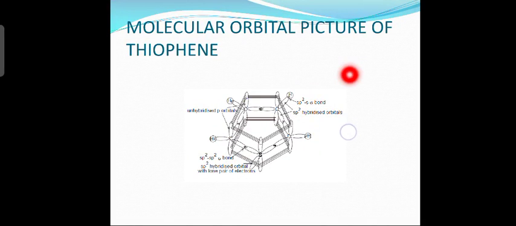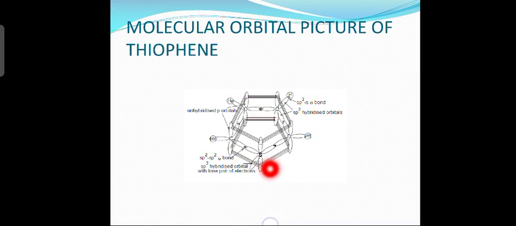Now, next we shall see the molecular orbital picture of thiophene. Thiophene is also called thione. The 4 carbon atoms, you can see here 1, 2, 3, 4, and the sulfur atom in thiophene, this is the sulfur atom, undergo sp2 hybridization. The carbon atom goes to an excited state and the sulfur atom does not.